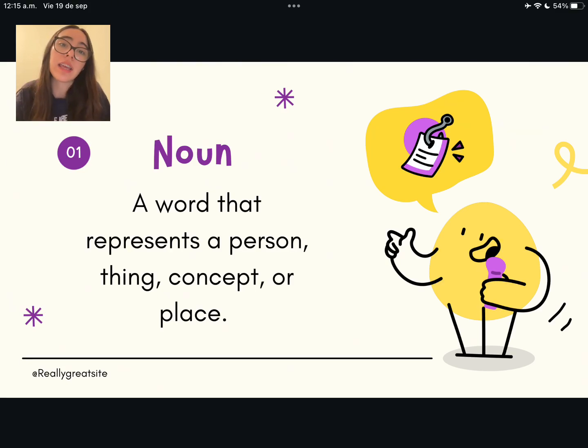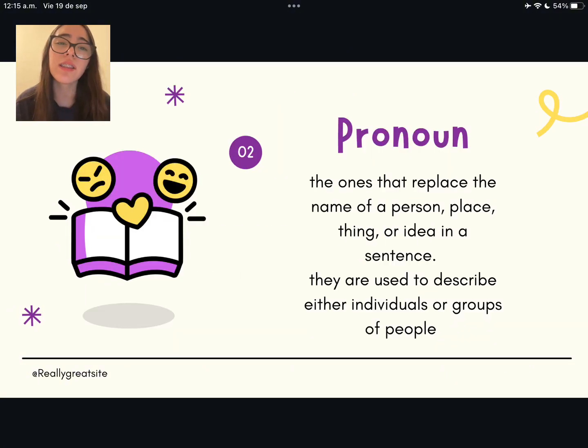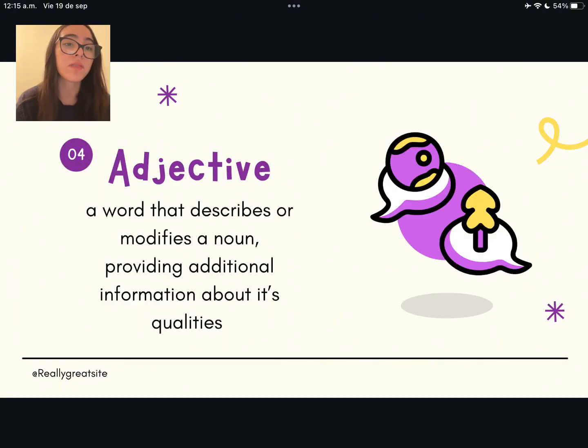Something that has a name. And the pronouns are the ones that represent the name of a person, thing, or idea. For example, she, he, we. Then we have the adjectives, which are words that describe or modify a noun in order to give us more details about it. For example, photogenic, small, purple.